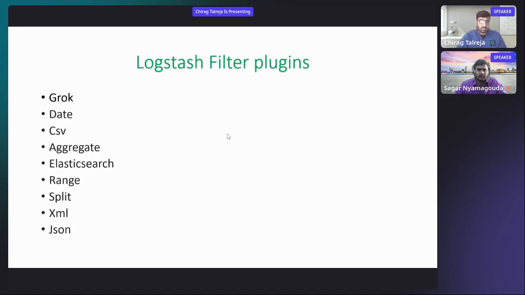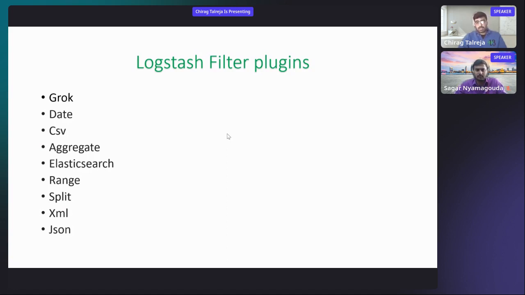Then we have the CSV filter, straightforward as it is. You can parse the CSV file to get the resulting fields. Then we have aggregate. In certain scenarios, you would need to aggregate multiple events based on a common condition. That's where your aggregate clause can be used.